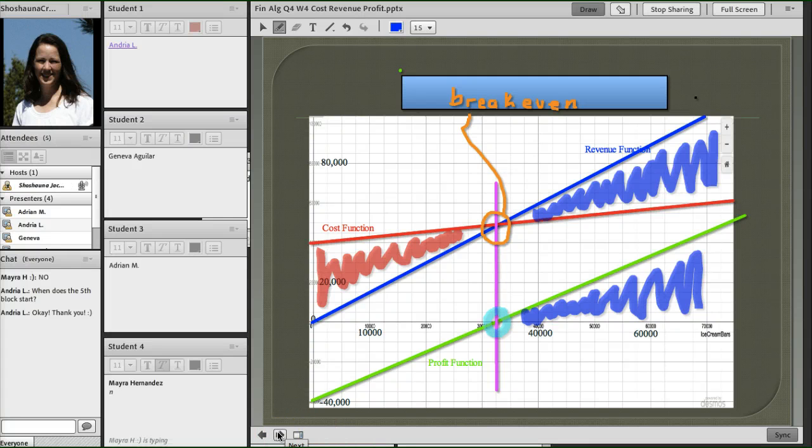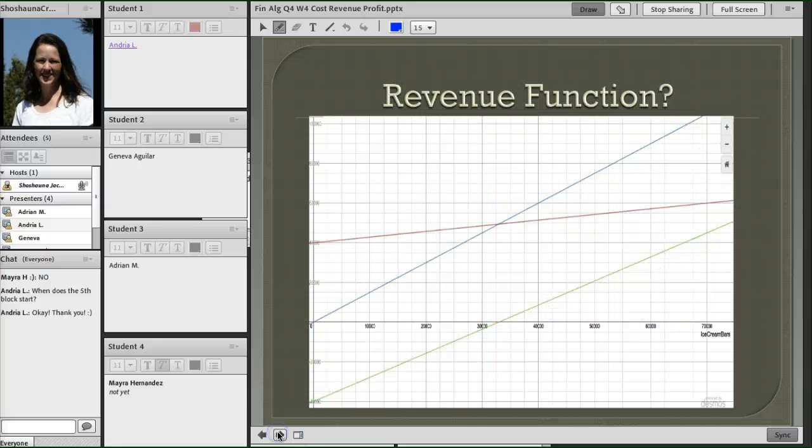I'm hoping that by going through this kind of step by step, that when you come across it in the units, it'll start to make sense and become easy-ish, because these things were always a little bit challenging for me. So we already talked about revenue function, profit function, break even.